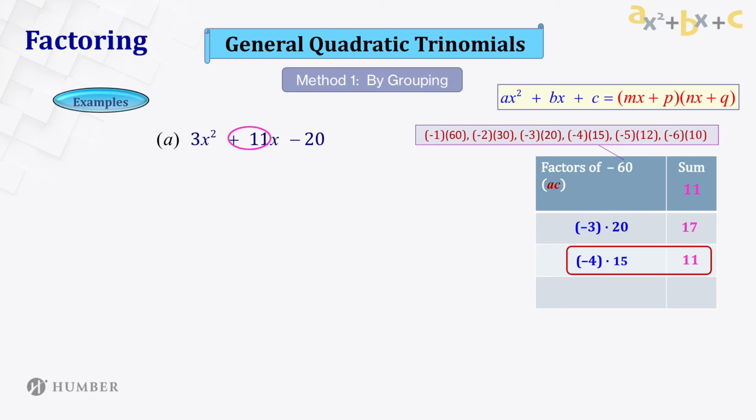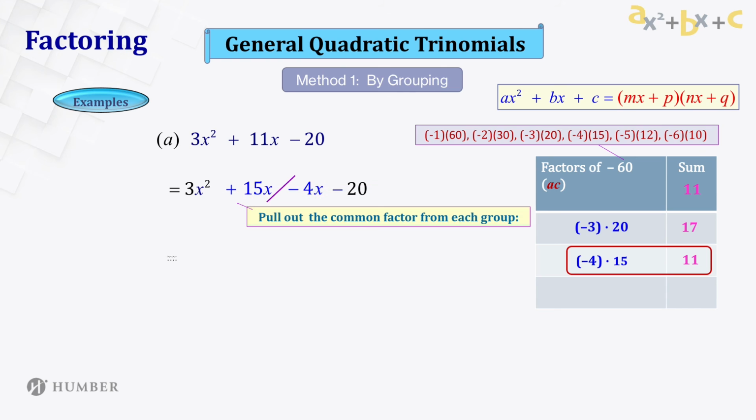Next, we split the middle term 11x into 2 terms using the numbers negative 4 and 15. So write plus 15x minus 4x instead of 11x. Then divide the entire expression into 2 groups and pull out the common factor from each group. For the first group, we can see 3x as a common factor. Take 3x from each term. We are left with x plus 5 inside of the bracket.